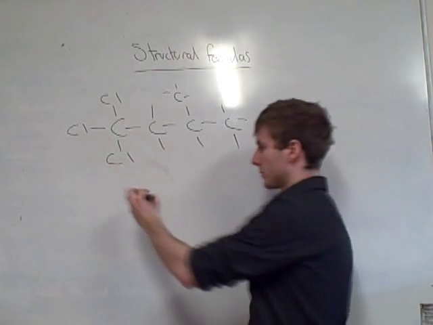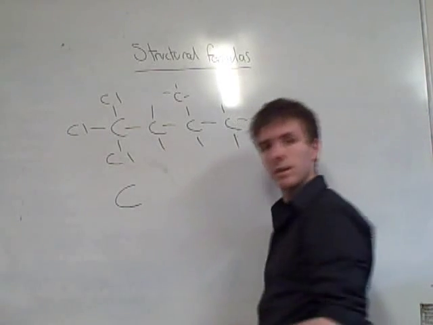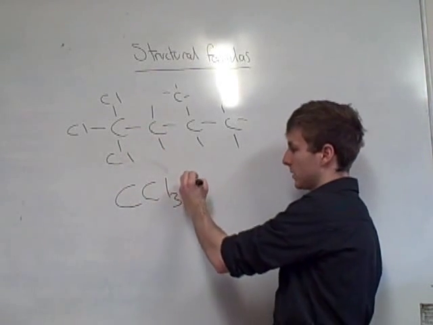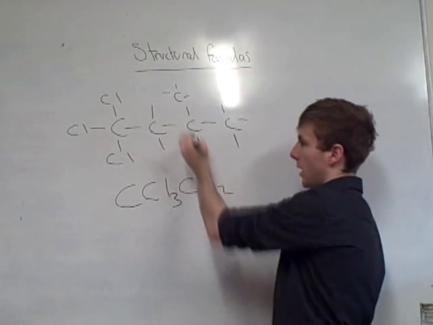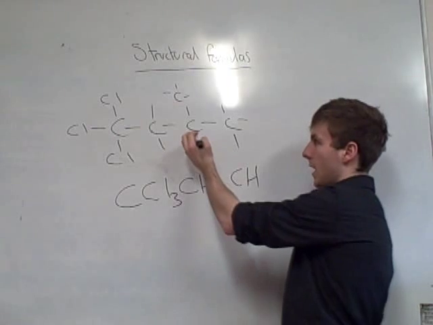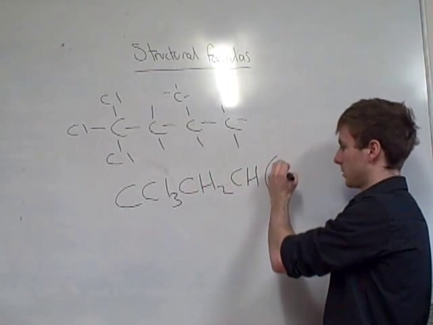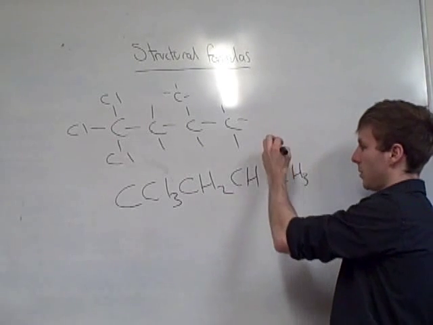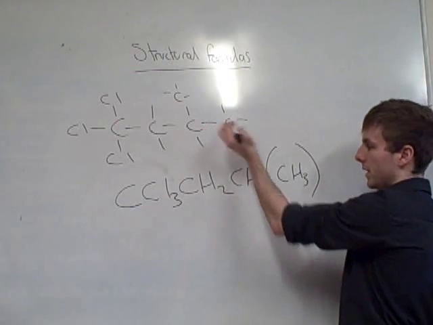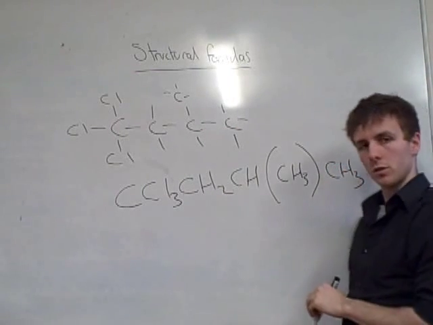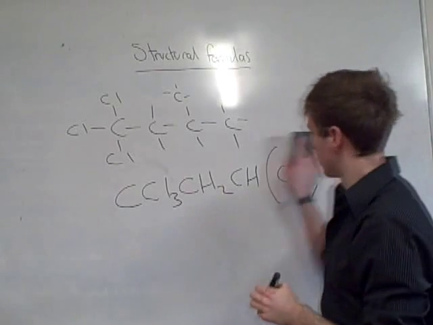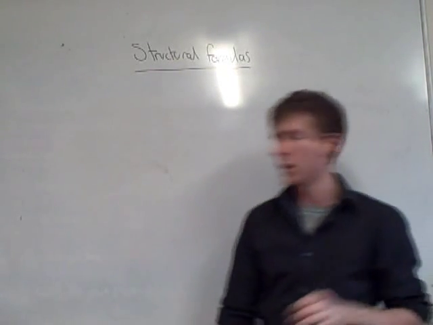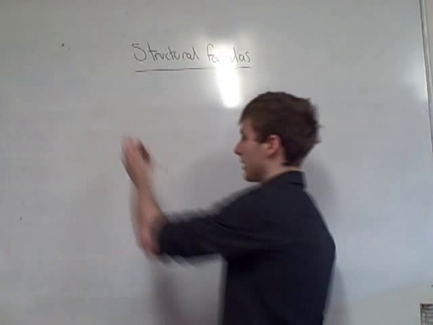So I've got my C, and I've got 3 CLs. That's just Cl3. I've got another C with 2 hydrogens. I've got another C with 1 hydrogen, and I've got a CH3 side chain. I've not done that quite big enough, so I'll just make it a little bit bigger. There we go. And then finally, I've got a CH3. So it would look like that. Okay, we'll do one more. Can you have a go, please, at writing the structural formula for this?